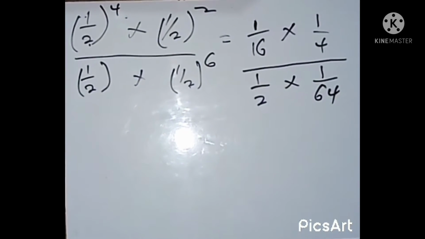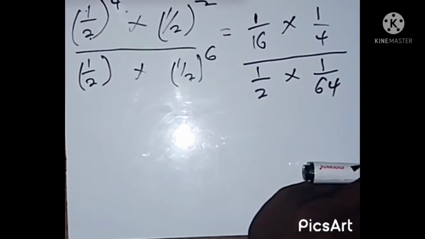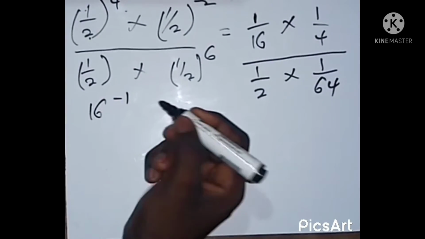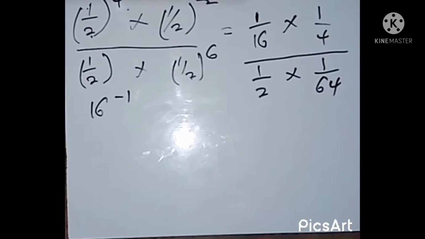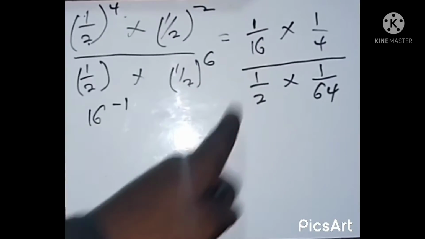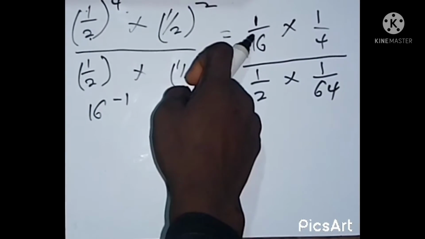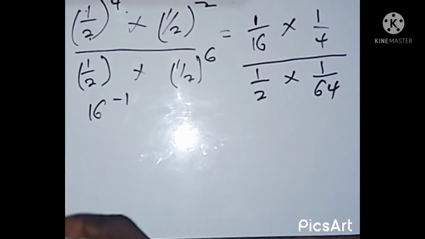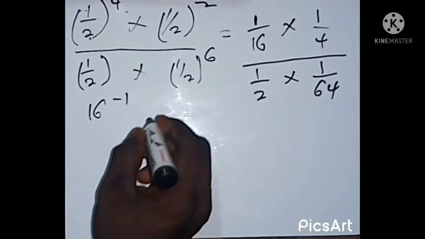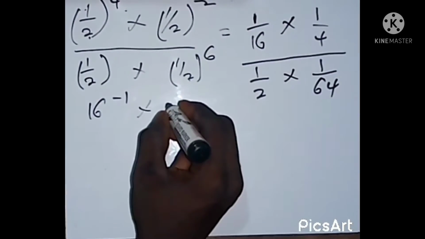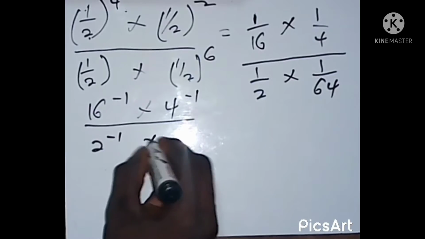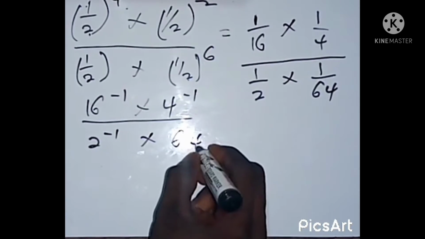Now, to solve this, you are going to get 16 exponent negative 1. That is the properties of indices. I say any time you have 1 over a certain number, it is the same as the reciprocal of the number. So we apply that same property here. And with this one too, we are going to have 4 exponent negative 1, and all this over 2 exponent negative 1 multiplying 64 exponent negative 1.